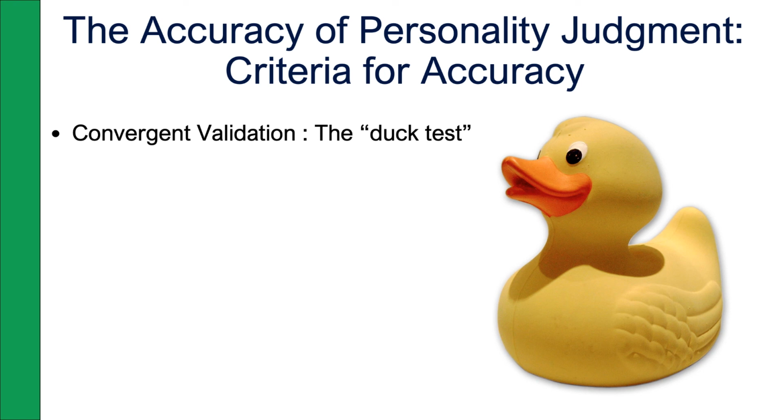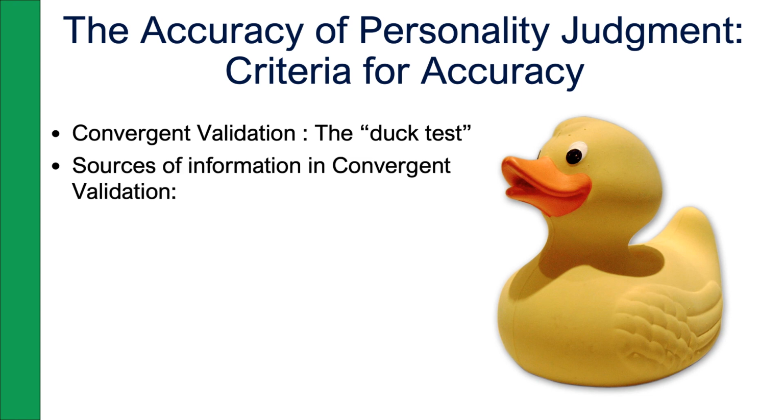If all those things seem to converge upon the common conclusion that this is a duck, then you've obtained convergent validation that this animal is indeed a duck. Or as Funder says, if it looks like a duck, quacks like a duck, swims like a duck, it must be a duck. That's why he calls convergent validation the duck test, I think.